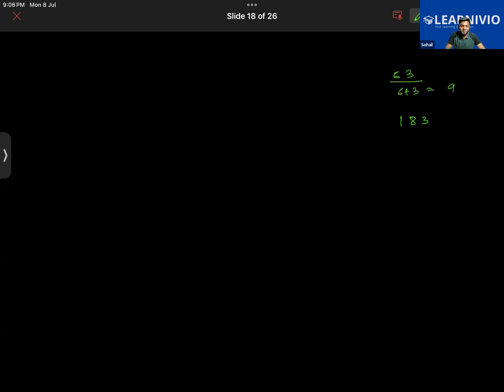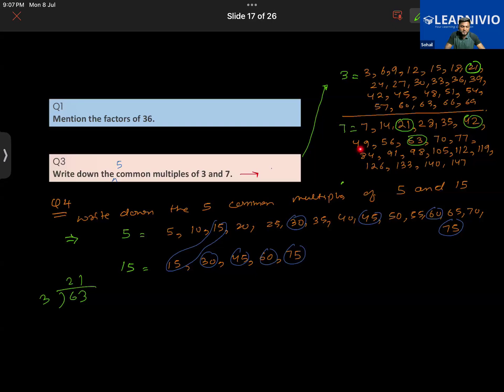So you have the number 183. You want to find out whether it is divisible by 3 or not. So add the digits: 1 plus 8 plus 3. The sum is 12. Is 12 divisible by 3 or not? Yes, Sumaya, Habib, 12 is divisible by 3. So if the sum of the digits of any number is divisible by 3, then the whole number will be divisible by 3.